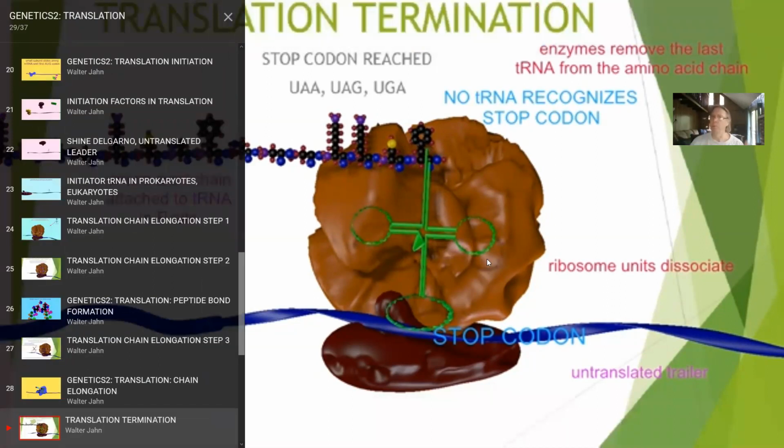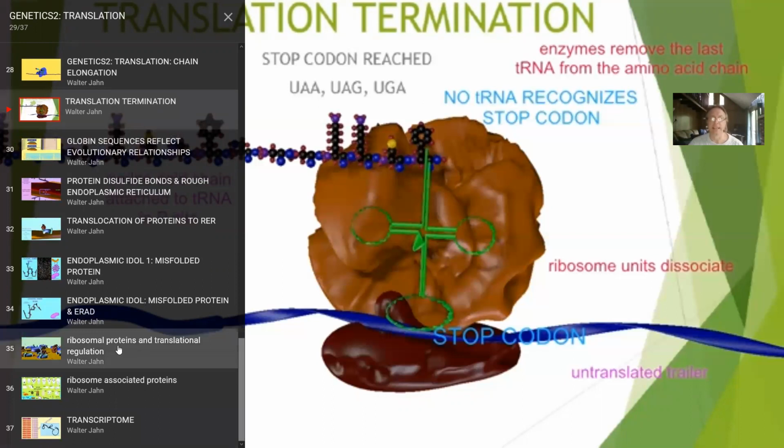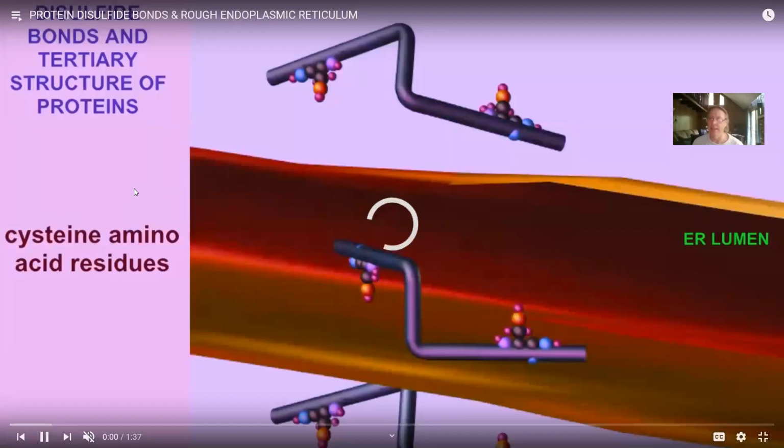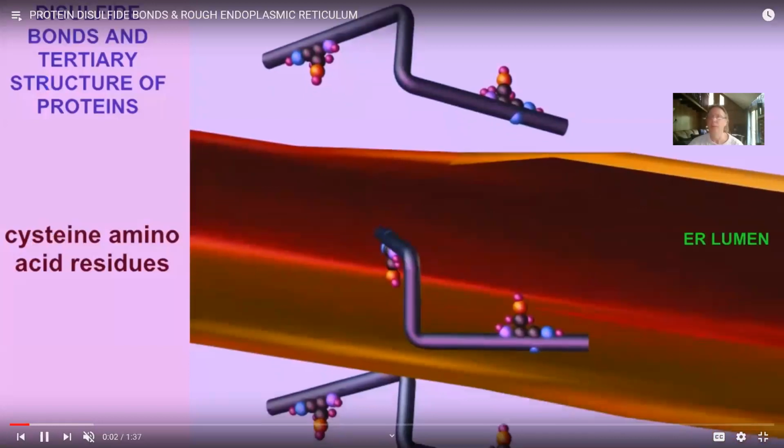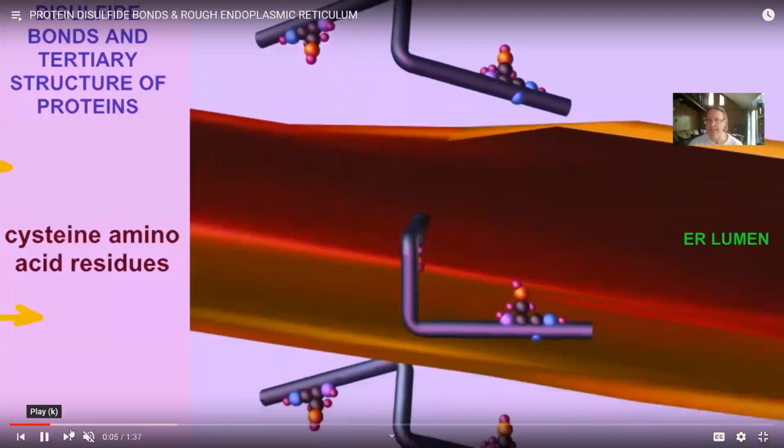Now, it took me a while to talk about that, but these steps where amino acids are being added can happen, say, 12 to 17 times per second in prokaryotes. So 12 times in a second, new amino acids are being added to a growing chain. In eukaryotes, it's about twice a second.